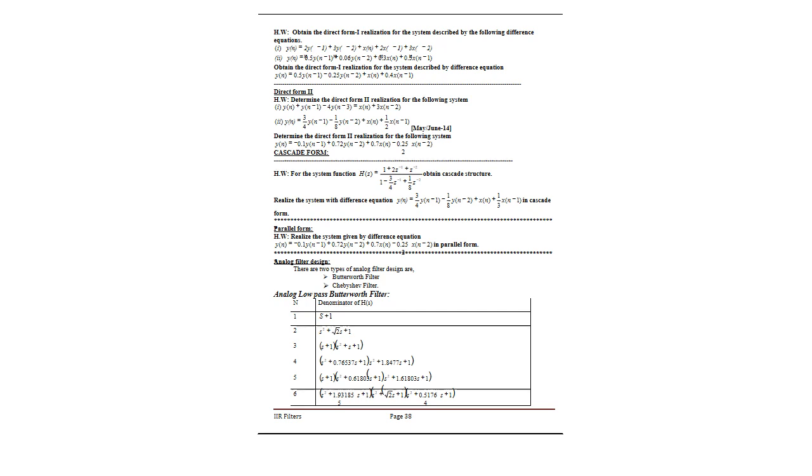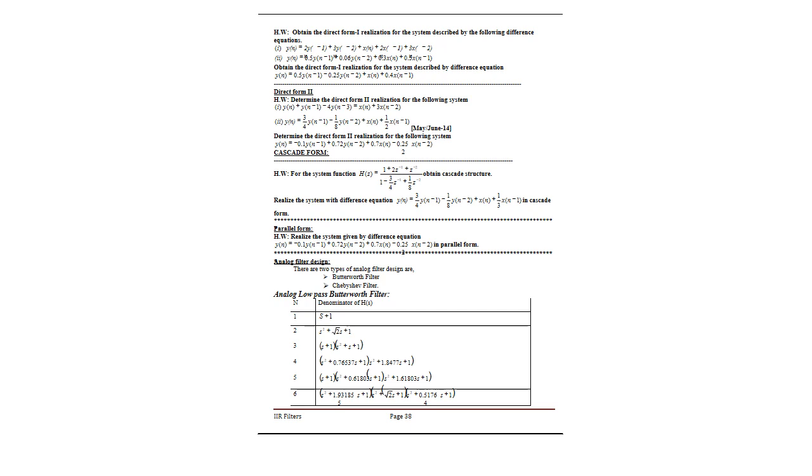For 1 we have to use the denominator of H of s as s plus 1. For 2 it is s squared plus root 2 s plus 1. For 3, s plus 1 into s squared plus s plus 1. For 4, s squared plus 0.76537 s plus 1 into s squared plus 1.8477 s plus 1. For 5, s plus 1 into s squared plus 0.61803 s plus 1 into s squared plus 1.61803 s plus 1.